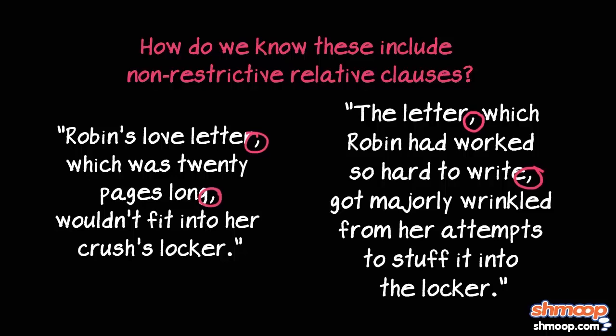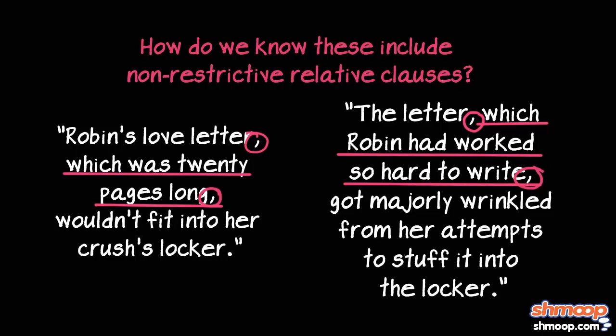How do we know that these two examples include non-restrictive relative clauses? Well, in both cases, a comma appears between the relative pronoun which and the rest of the sentence. And the information in the non-restrictive relative clauses doesn't really matter.